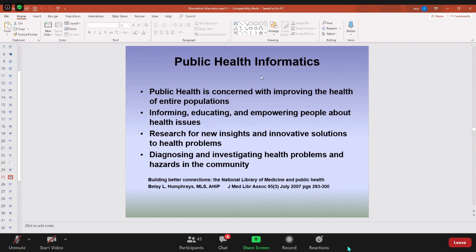So you look at public health informatics, they are looking at the overall population and also the community. These are the keywords in public health: community, population. Okay, it's not individual.